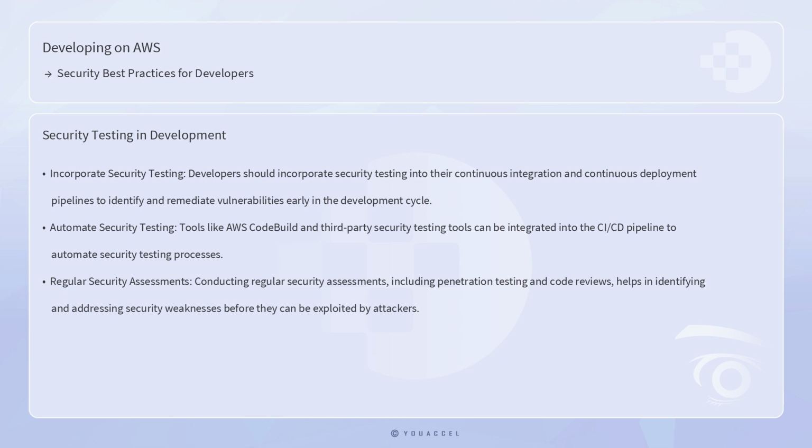Security testing is another critical aspect of the development process. Developers should incorporate security testing into their continuous integration and continuous deployment pipelines to identify and remediate vulnerabilities early in the development cycle. Tools like AWS CodeBuild and third-party security testing tools can be integrated into the CI/CD pipeline to automate security testing processes. Conducting regular security assessments, including penetration testing and code reviews, helps in identifying and addressing security weaknesses before they can be exploited by attackers.